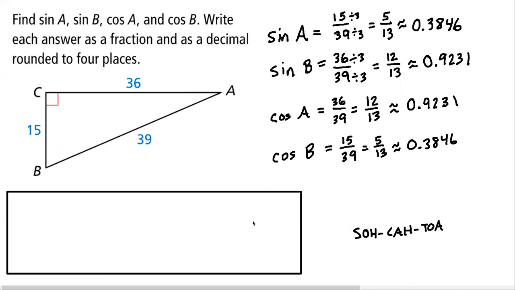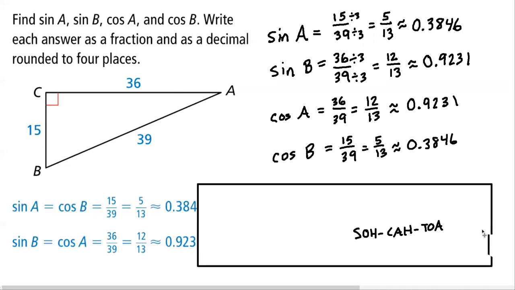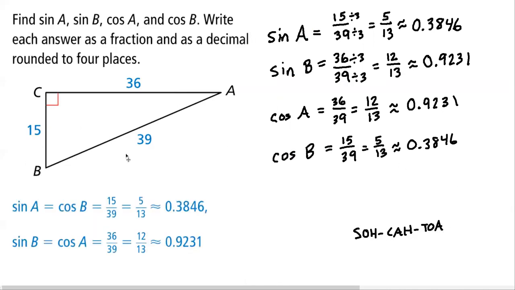And let's just pull this box away to see our answers here, make sure we got all this correct. So the sine of angle A is equal to the cosine of angle B, which is 15 over 39, or 5/13, decimal form 0.3846. The sine of angle B is equal to the cosine of angle A, 36 over 39, simplified down to 12 over 13, 0.9231.